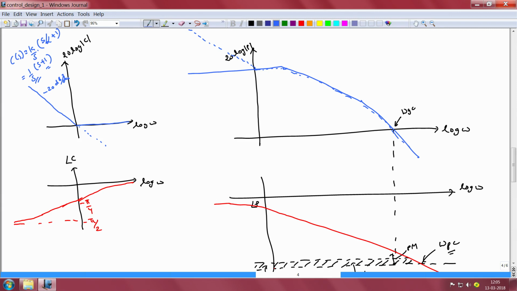What about the phase characteristic? We see that at low frequencies the phase is close to minus pi by 2. So, the overall phase of the controller times the plant will start close to minus pi by 2 if the plant's phase itself is starting close to 0 degrees. So, this is where it will start, and then as the frequency is increased, we would have an increase in phase due to the controller's phase characteristic.